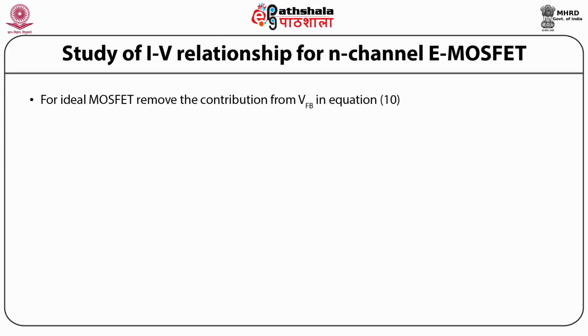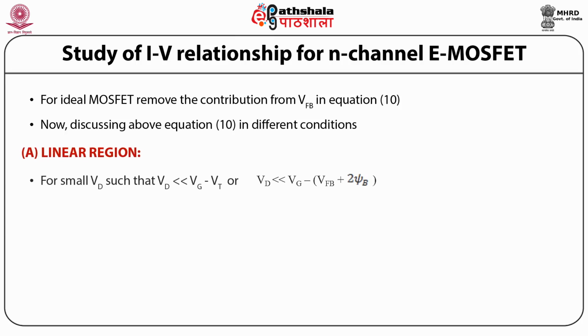Now for an ideal MOSFET, remove the contribution from VFB in equation 10. So now discussing the above equation 10 in different regions or different conditions. So the first region is the linear region. For small Vd, such that Vd is very much less than Vg minus Vt, or Vd is very much less than Vg minus VFB plus 2 psi b.